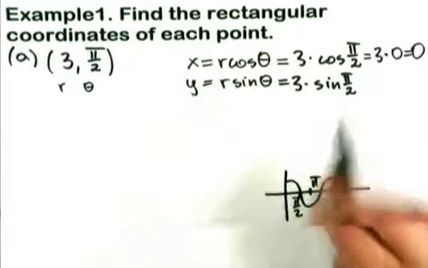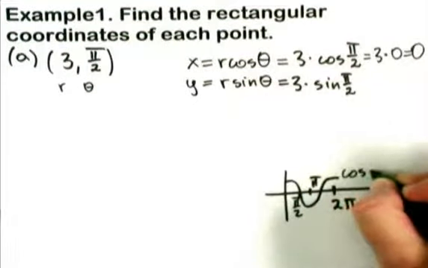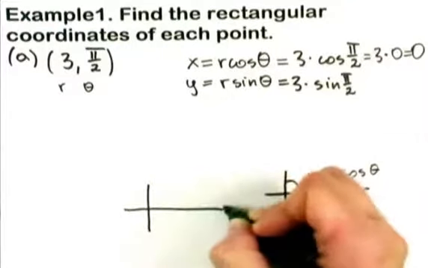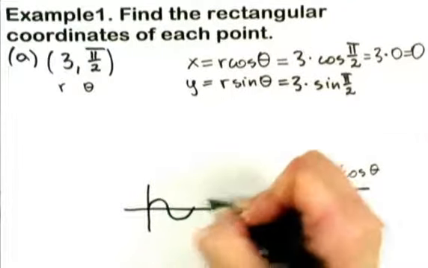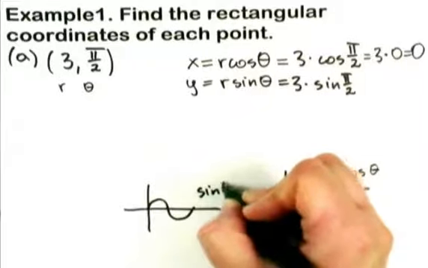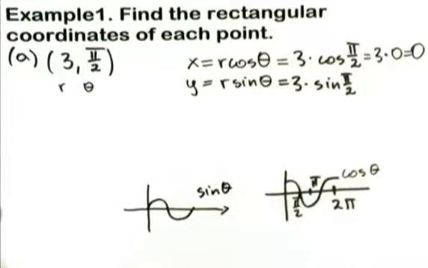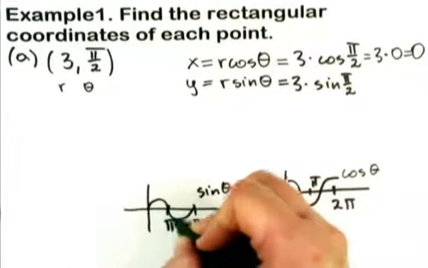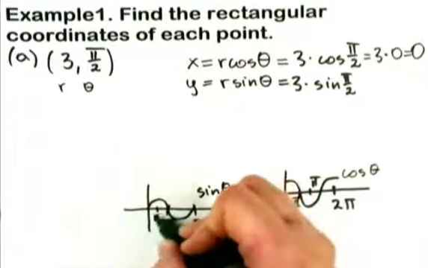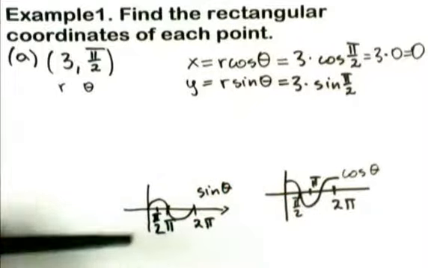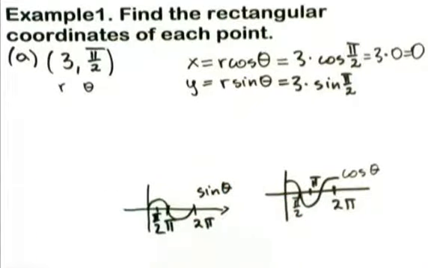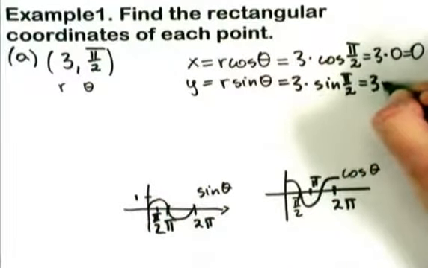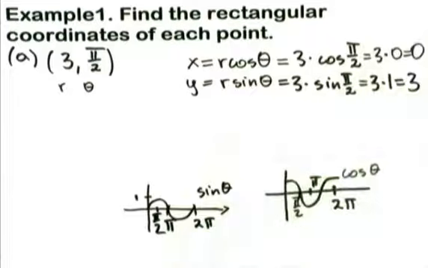And now the sine curve, this one is cos theta. And the sine curve has an S shape. This is sine theta. At the end of that S shape we have 2 pi. In the middle is pi. Here is pi over 2. How high is my sine? My sine is nothing else but 1. So this value is 3 times 1, which is 3.